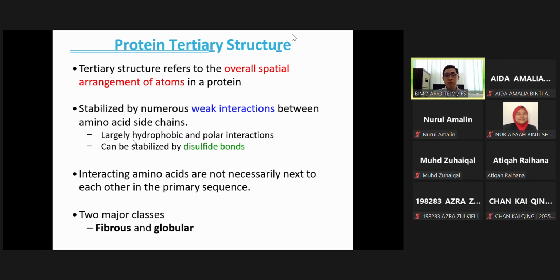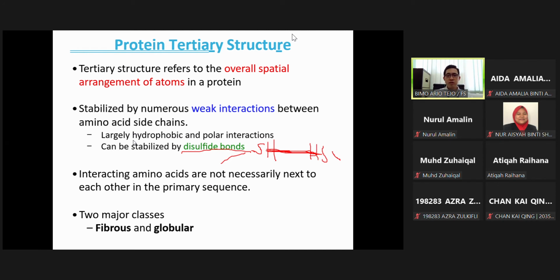As you still remember, hopefully, from yesterday's lecture, the weak interactions involved in stabilizing the protein are hydrophobic and polar interactions, hydrogen bonds, but there is also a covalent bond called the disulfide bond that can stabilize the protein structure. Disulfide bond is a bond between cysteine and cysteine. If you have a cysteine, its side chain has SH, and you have another cysteine, which also has SH. If you oxidize them, the H is lost, so you will have a covalent bond between the S atoms. So it will stabilize the protein tertiary structure as well.